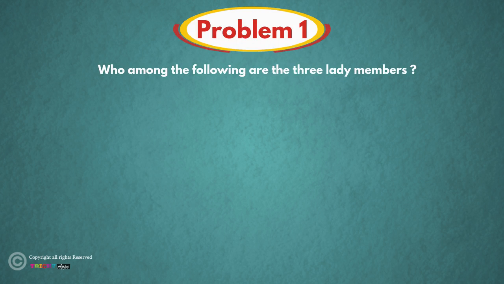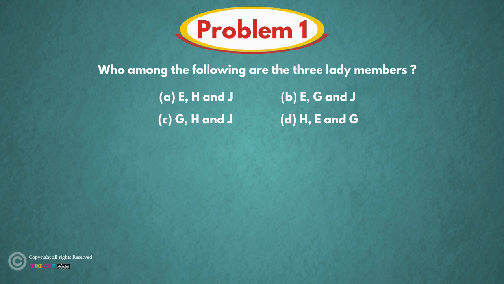Let us see the questions. Problem 1. Who among the following are the 3 lady members? Option A, E, H and J. Option B, E, G and J. Option C, G, H and J. Option D, H, E and G. And option E, none of these.